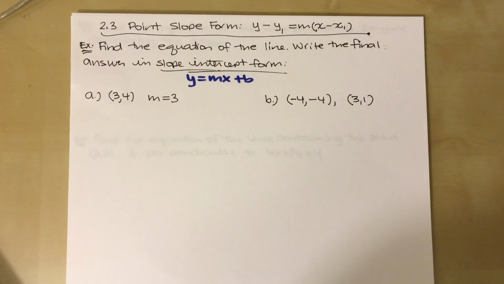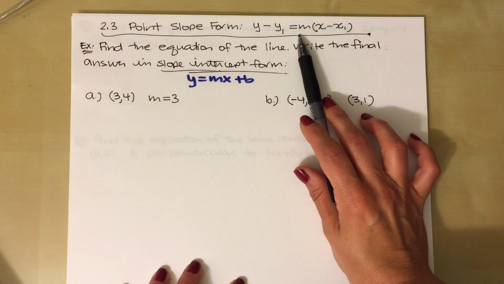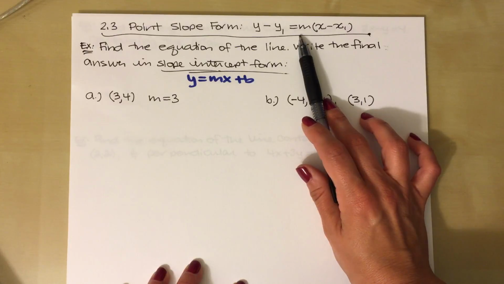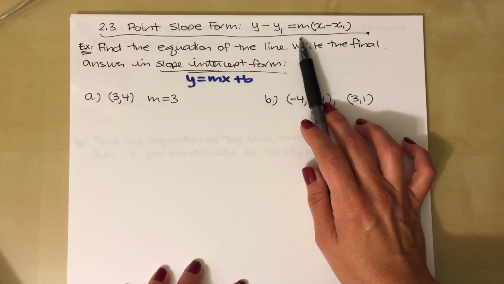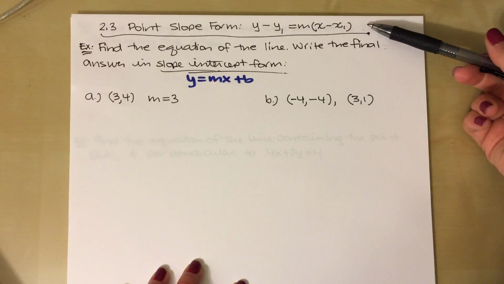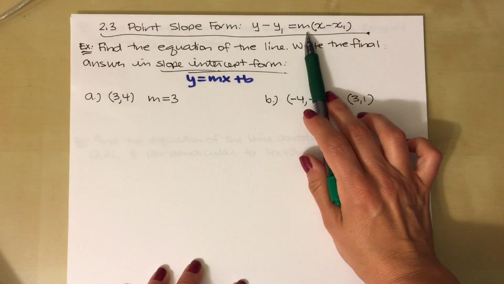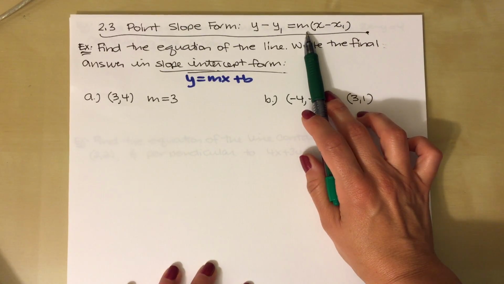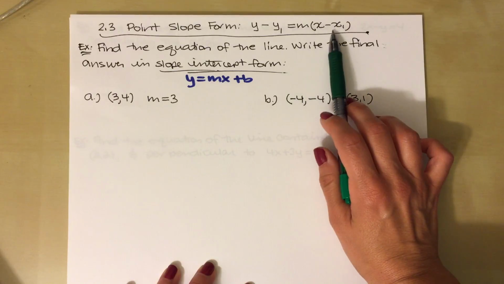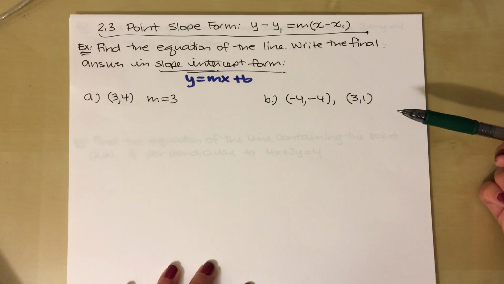Section 2.3, point slope form, is the equation that I have written here. So this equation, y minus y1 equals m times (x minus x1), should be memorized so that you know how to solve the problems on your test. The way that this equation is used is we are going to input slope for m, and then we're going to input an ordered pair for x1 and y1. Let's look at the following examples.